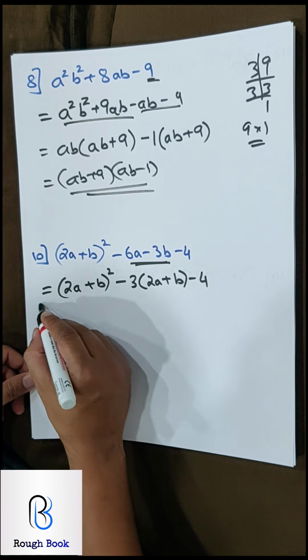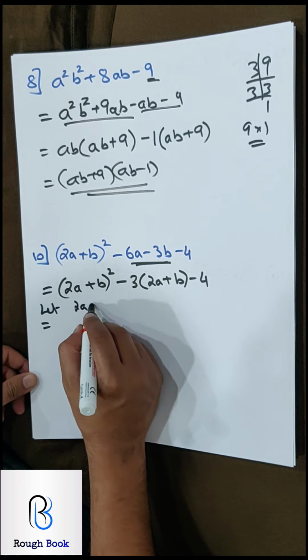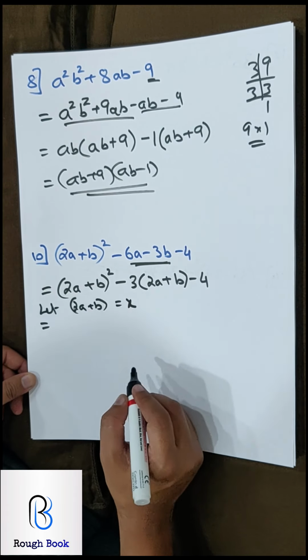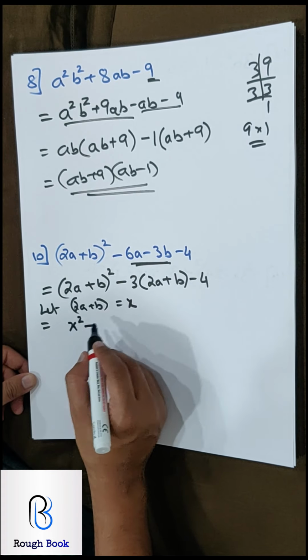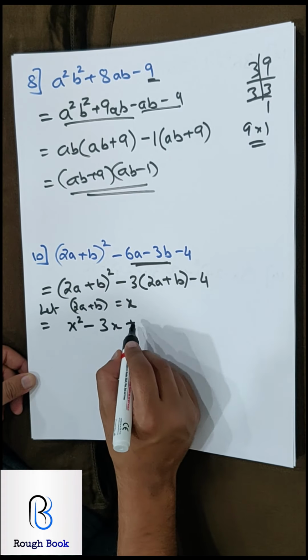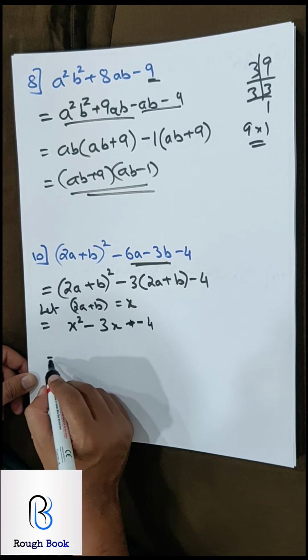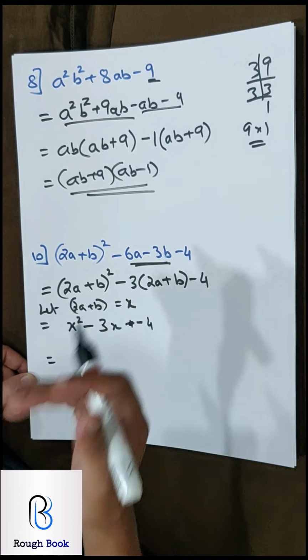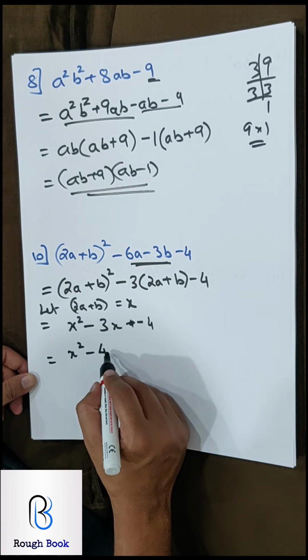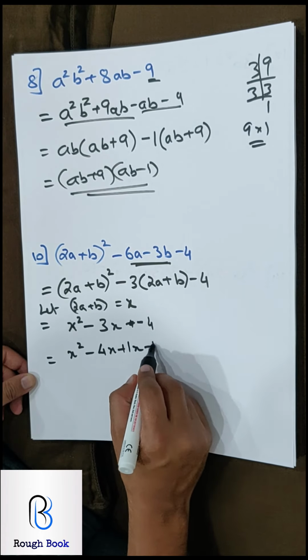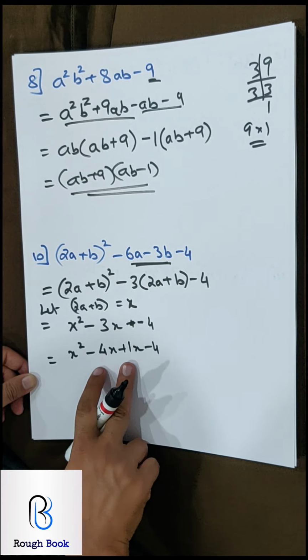So the easiest way to tackle it now is let 2a plus b equal x. Consider it as one of the variables. So this will become x square minus 3 times x minus 4. Solve this and in the end we will resubstitute this. So x square, for 4 it will be 4 ones are. So 4 plus 1 will give me 3 and 4 ones are 4.